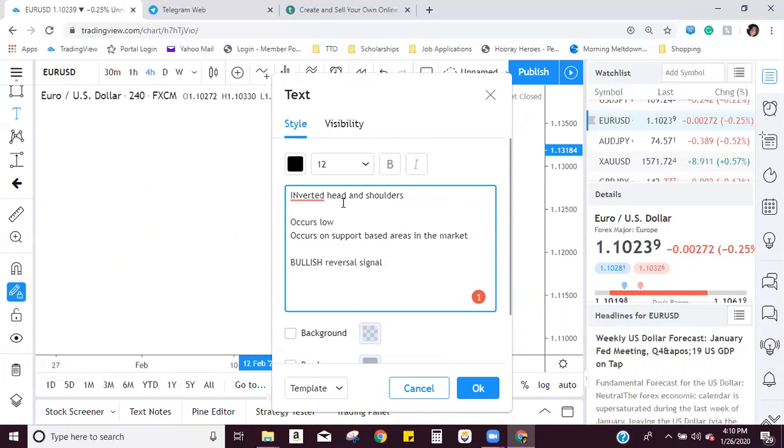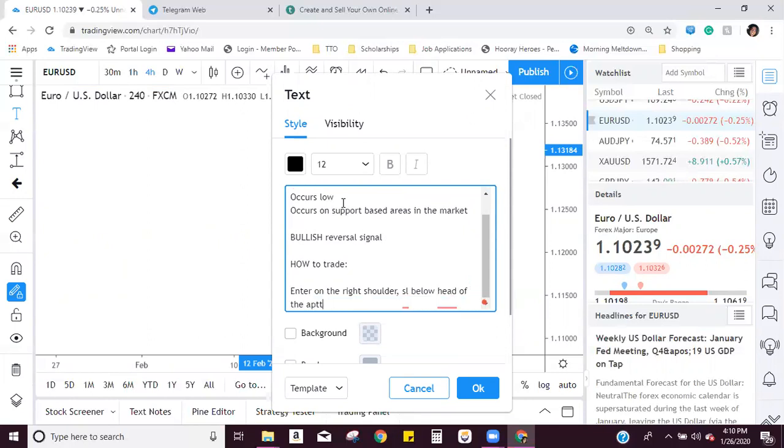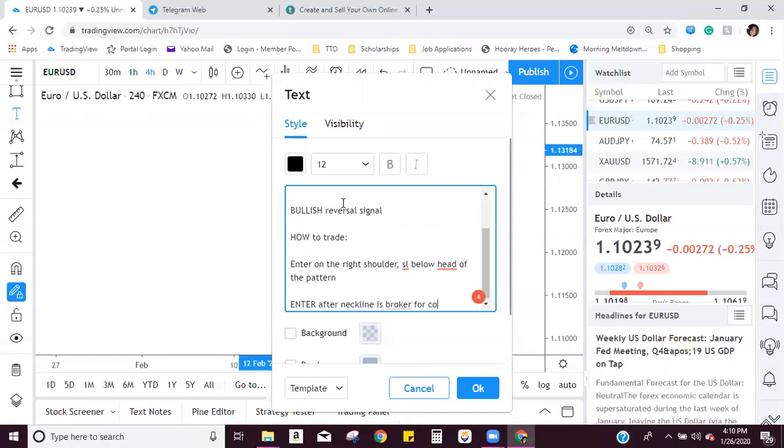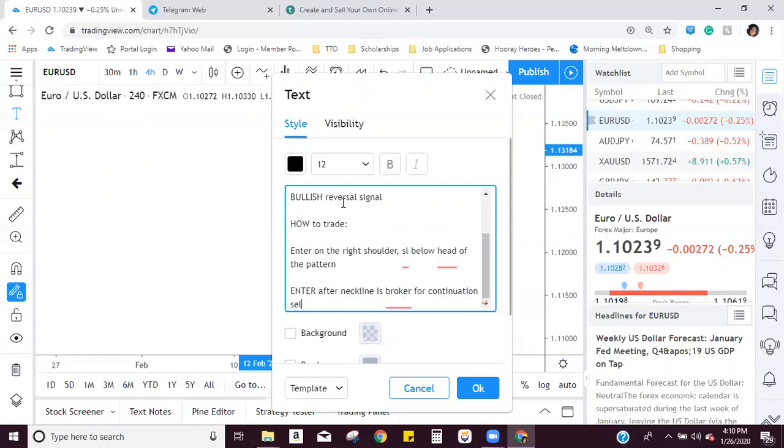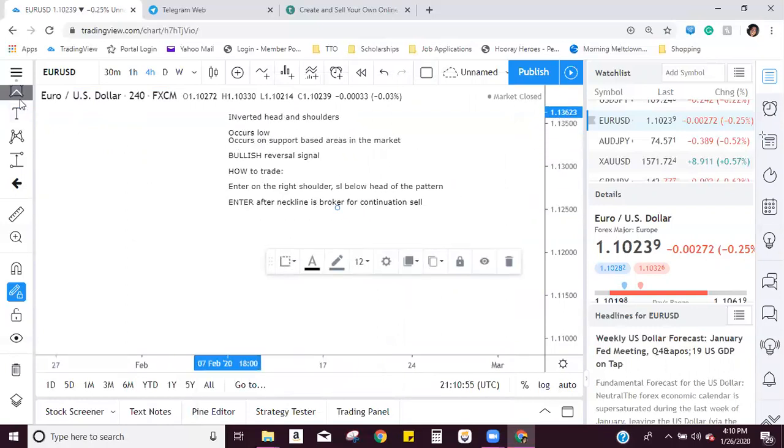So what does that mean? That means this signals that buyers are going to enter the market to push towards the top side. Same thing, how to trade. You have two different ways to trade it. Enter on the right shoulder, stop loss below head, or enter after neckline is broken for continuation. Okay? So I'm going to show you the three ways to do an inverted head and shoulders as well.